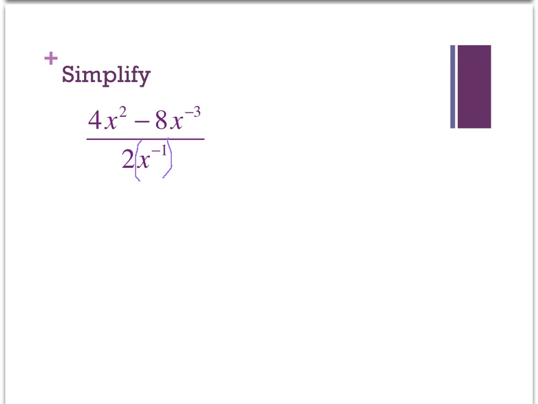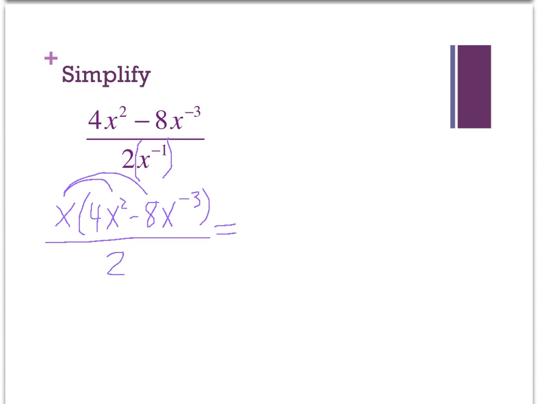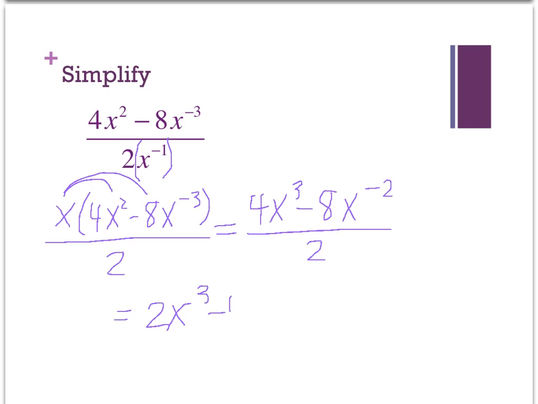So when we move that x up, it just becomes x to the first times 4x squared minus 8x to the negative third all over 2. My next step is going to be to distribute the x. So we have 4x cubed minus 8x to the negative second over 2. Before we go any further with the exponents, we notice that all of these coefficients can be simplified. So my next line will look like 2x cubed minus 4x to the negative second if I divide out that 2. And then we're almost done.